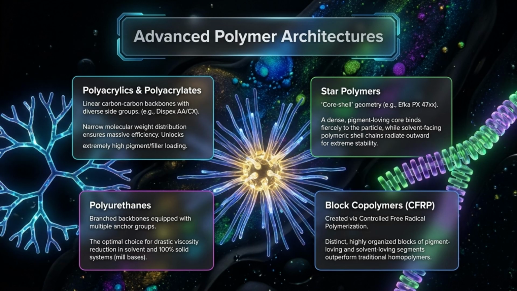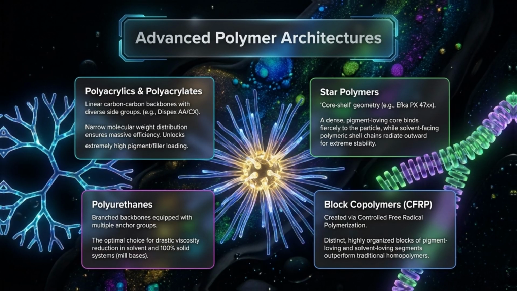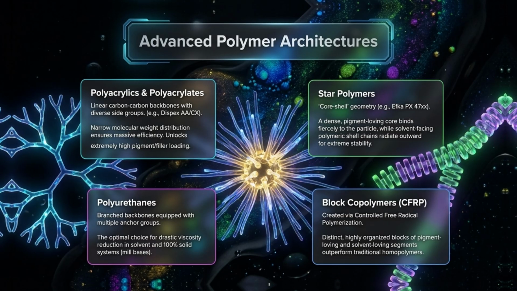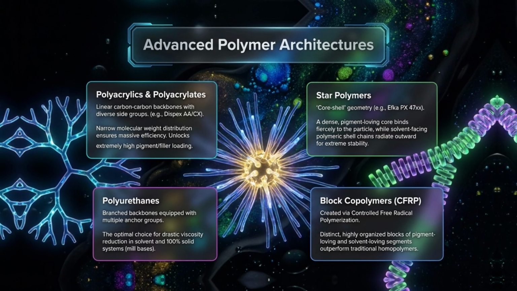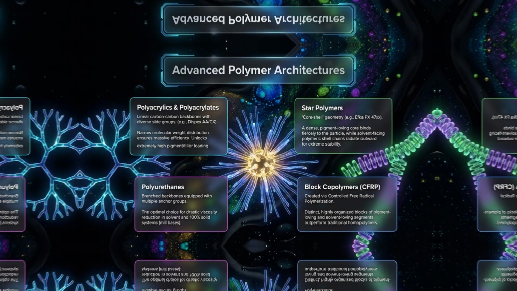Polyurethanes: branched structures optimized for drastic viscosity reduction in solvent and 100% solid systems. Star polymers: core-shell geometry with a dense, pigment-loving core and outward radiating chains for extreme stability. Block copolymers: distinct organized blocks of pigment-loving and solvent-loving segments that outperform traditional homopolymers.